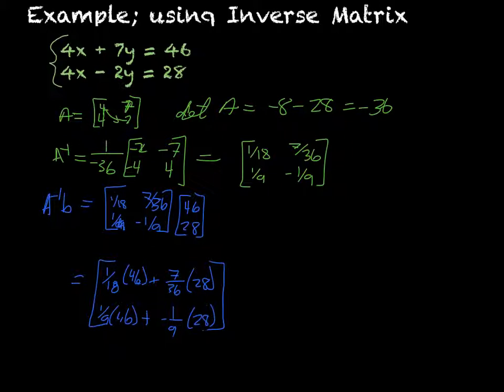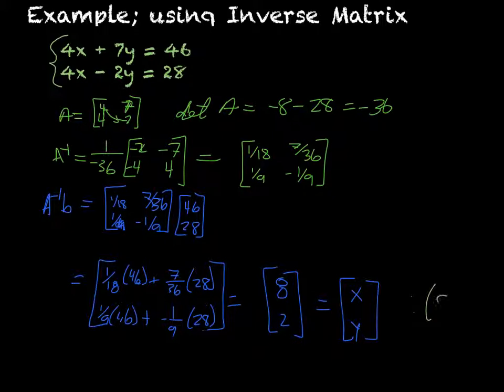And then I type that in the calculator and get my solution answer. My solutions would be 8, if you actually type that in the calculator, and 2, which is going to be equal to my x, y, my variables. So therefore, my final answer is 8, 2.